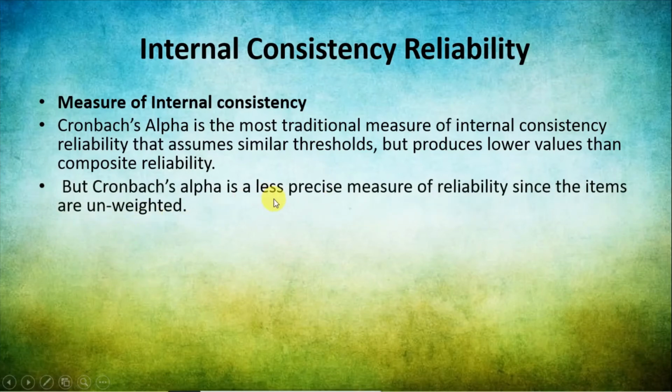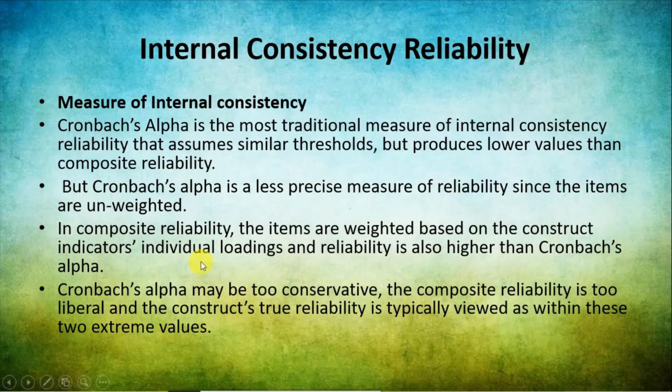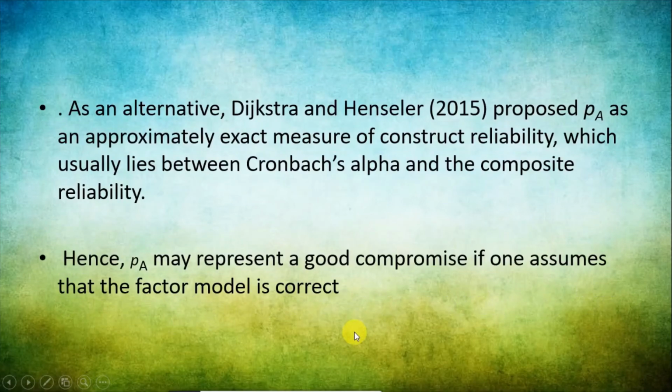But Cronbach's alpha is a less precise measure of reliability since the items are unweighted. In composite reliability, the items are weighted based on the construct indicators' individual loadings, and reliability is also higher than Cronbach's alpha. Cronbach's alpha may be too conservative. The composite reliability is too liberal, and the construct reliability is typically viewed as lying within these two extreme values.